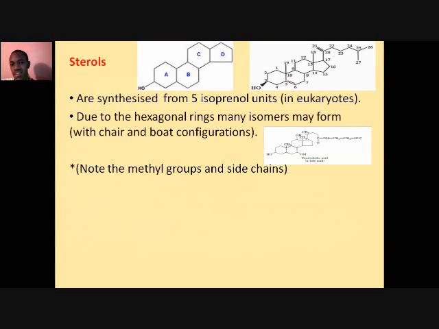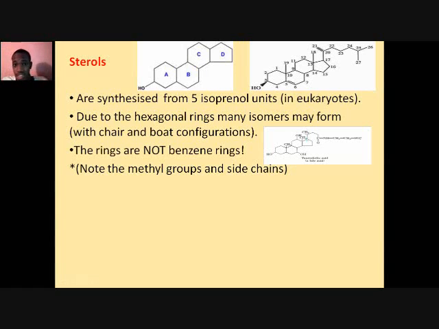And due to the hexagonal rings, many isomers may form. Now, if you did a little background chemistry, you would know that when you have a hexagonal ring or rings of these structures, they may form what are known as chair or boat isomers. These are different configurations which have varying degrees of stability. But the mere fact that you have different ring structures here means that a lot of variation can occur.